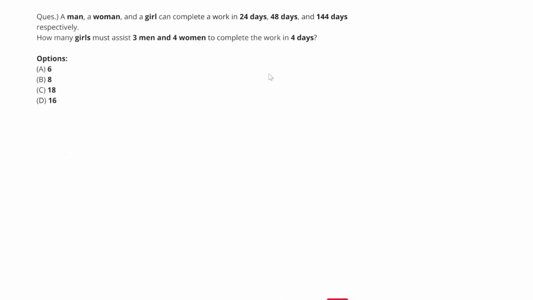Let's look at this question that we have. The question is, a man, woman and a girl can complete the work in 24 days, 48 days and 144 days respectively. How many girls must be assisting 3 men and 4 women to complete the work in 4 days? Basically we are given 3 people, man, woman and girl, and we are told how much work they can complete. So let's try to note down the data which is given to us.